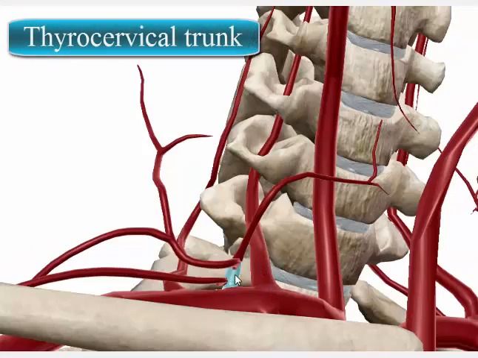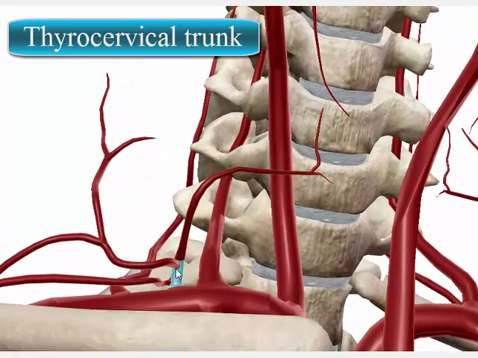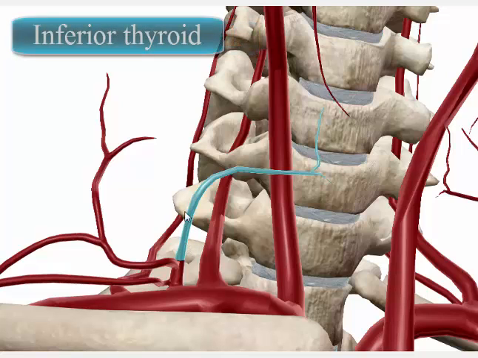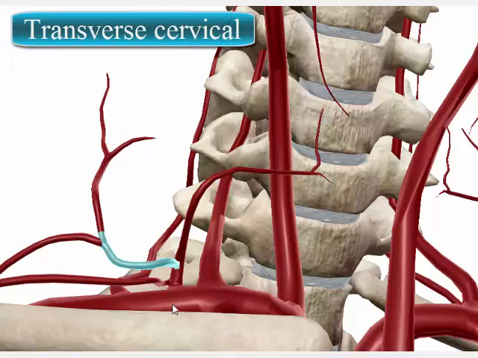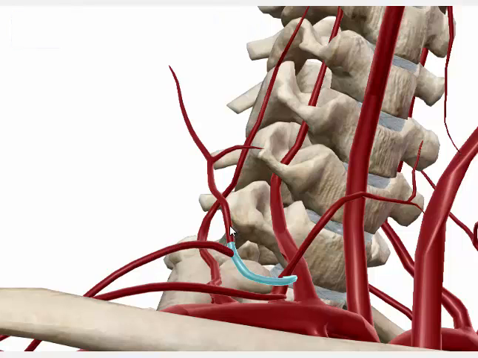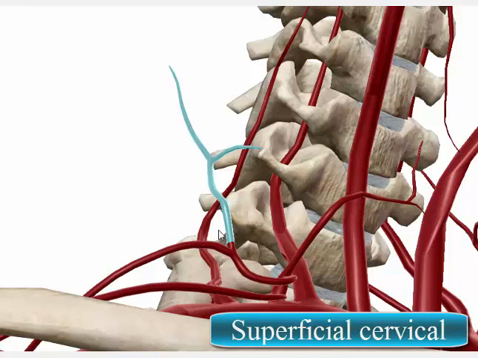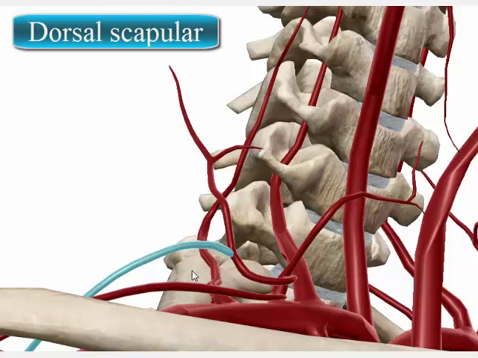The thyrocervical trunk is a short vessel arising from the first part of the subclavian artery. Here it is. It divides into inferior thyroid artery, suprascapular artery, and transverse cervical artery. The transverse cervical artery crosses in front of the phrenic nerve and scalene muscles and passes between the divisions of the brachial plexus laterally, where it splits into a superficial branch, the superficial cervical artery, which supplies the lower part of the trapezius, and the deep branch, the dorsal scapular artery, supplying other muscles of the neck.